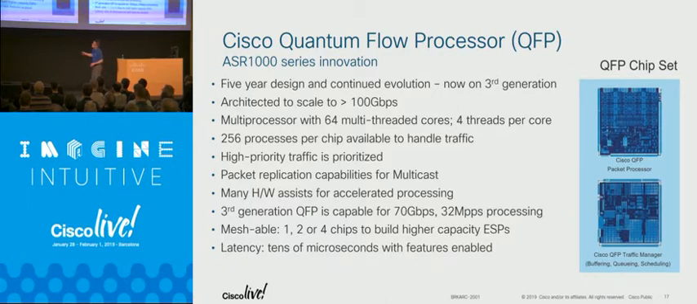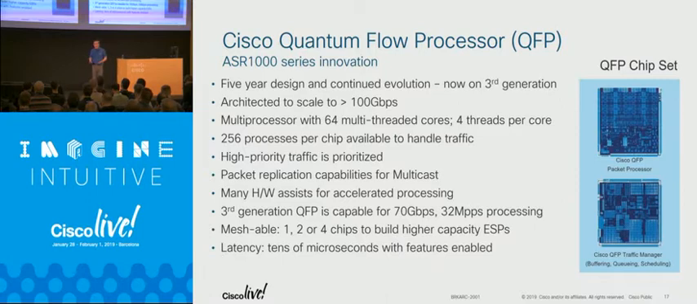It is a multi-processor system, so 64 multi-thread cores, 4 threads per core, make it look like there are 256 processes simultaneously processing the packet. It has great packet replication capabilities. It can replicate packets so fast, almost exponentially. So that allows us to provide very high-scale multicast services.